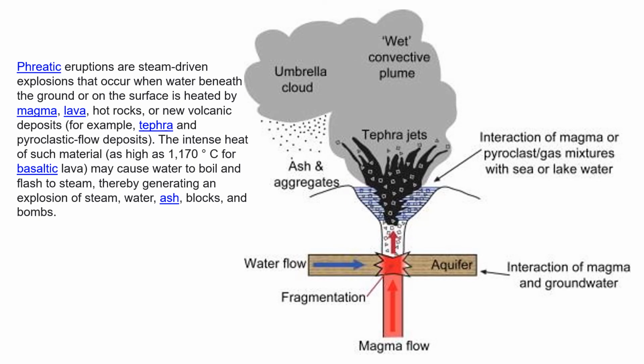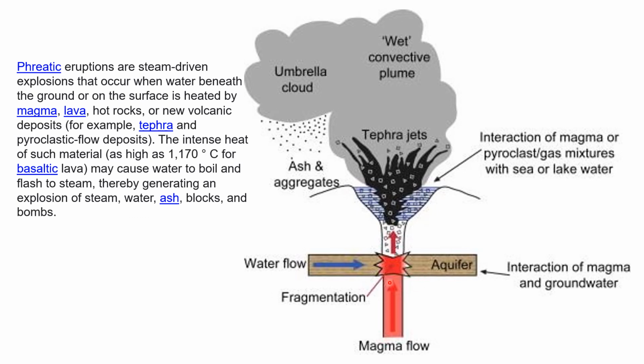Now, earthquakes are not only caused by trenches and fault lines. It is also caused by volcanic eruptions. So, a little background: phreatic eruptions are steam-driven explosions that occur when water beneath the ground or on the surface is heated by magma, lava, hot rocks, or new volcanic deposits.